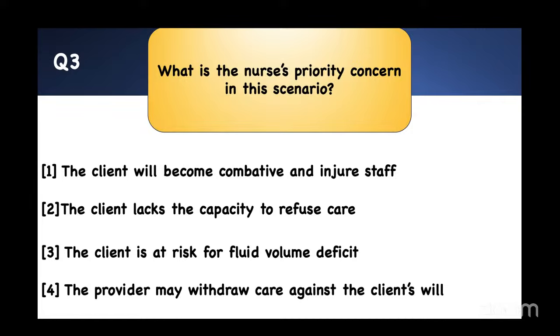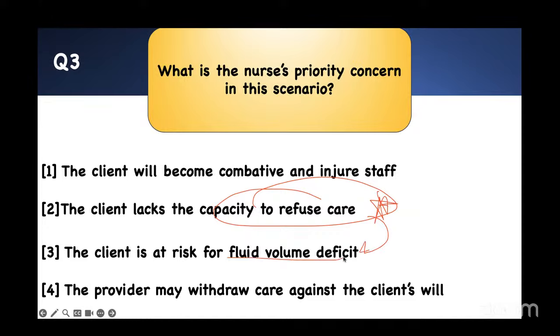The lack of capacity is a problem. The client's lack of capacity to refuse care makes the whole thing complicated. So a legal or ethical decision has to be made based on capacity, not diagnosis. We have to make an ethical, legal decision based on capacity. He lacks capacity. It trumps the presence of what?